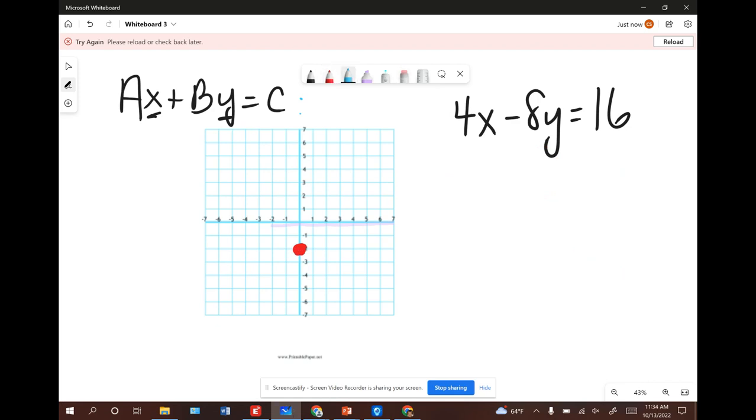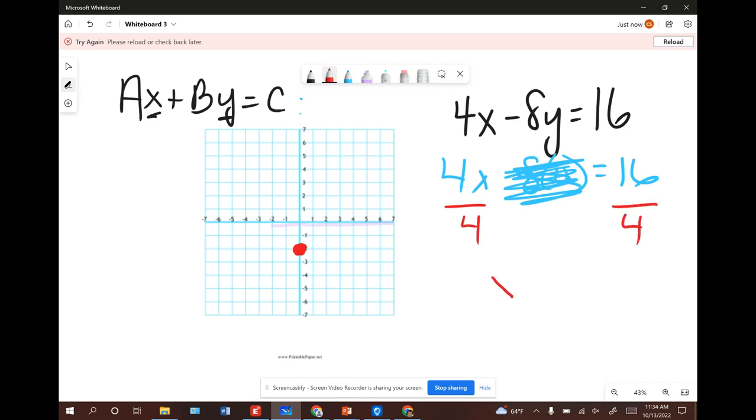Let's do this one in blue. To find the x-intercept, we're going to plug in 0 for y. So we have 4x - 8(0) = 16, and 8 times 0 is just 0. It cancels out, and we have 4x = 16. To solve that, we divide both sides by 4. My x-intercept is positive 4. So I'm going to go to the x-axis, the horizontal axis, plot my point at 4, and connect the two points. That's all we have to do for graphing in standard form.